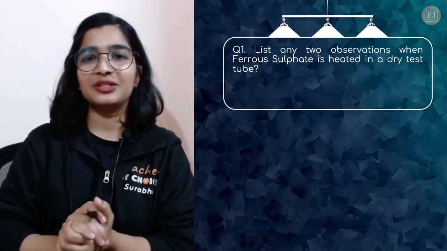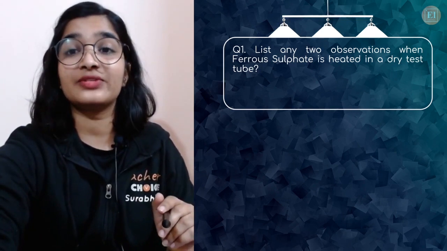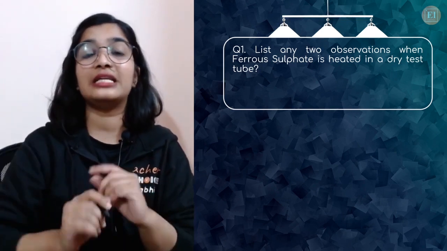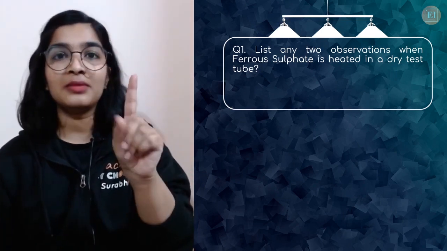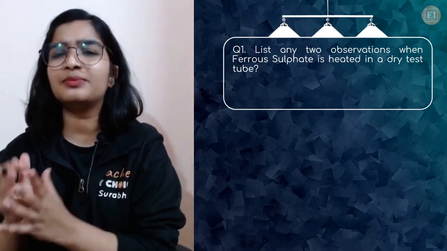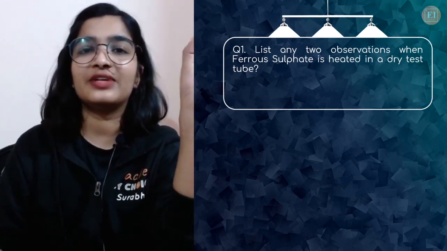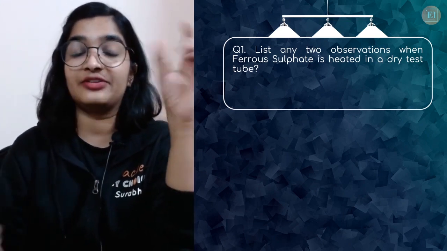Here is your first question. List any two observations when ferrous sulfate is heated in a dry test tube. This is a 1 mark question. In the exam you will get around 2 to 3 minutes, but let's try to solve this in 1 minute. List any two observations when ferrous sulfate is heated in a dry test tube.